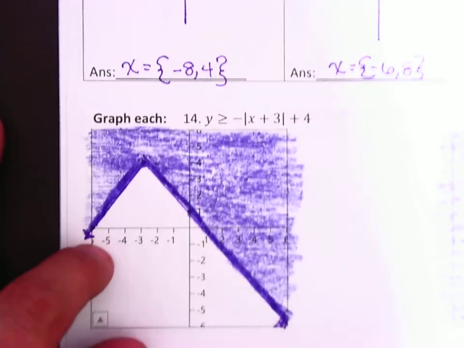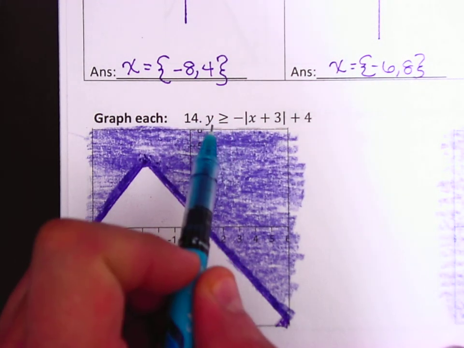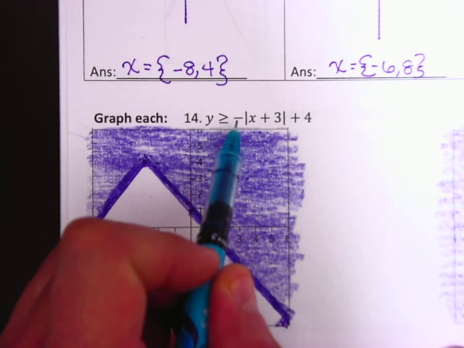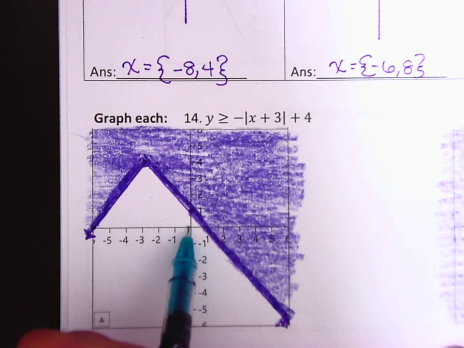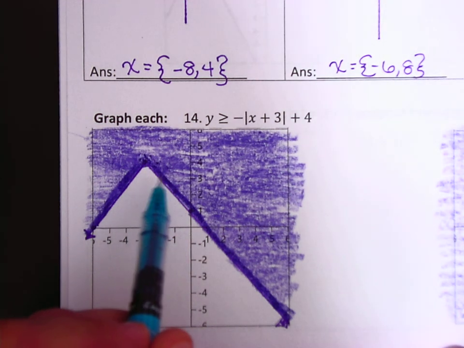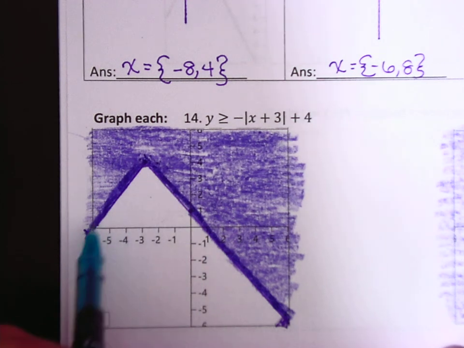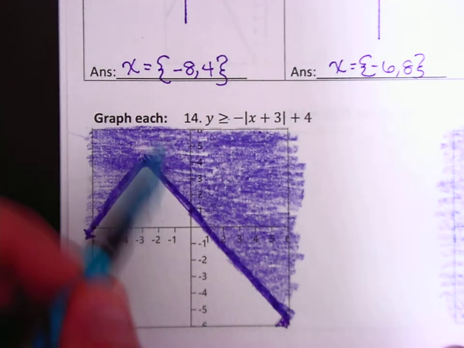For number 14 and 15, we were asked to graph the inequalities. So we have y is greater than or equal to, so that means I'm going to have a solid line that faces downwards with a slope of 1, so I go down 1 over 1. My vertex will be 3 units to the left and 4 units up from the origin. 3 units to the left, 4 units up. You're going to go down 1 over 1, down 1 over 1, down 1 over 1, over and over again on both sides. Solid line, and you're going to shade in everything that is greater than or above your line.